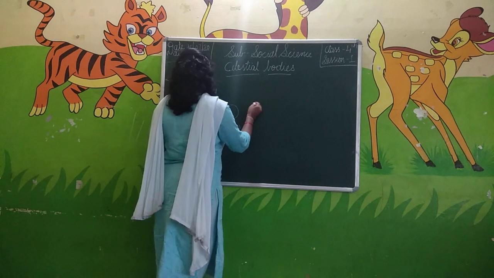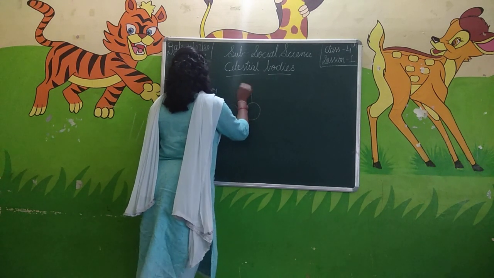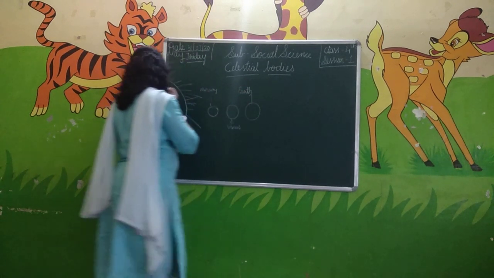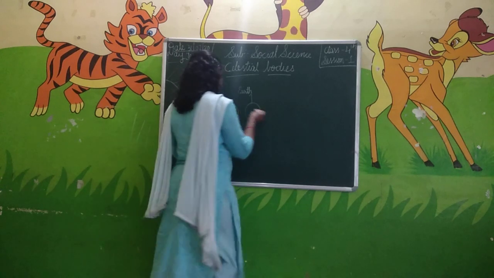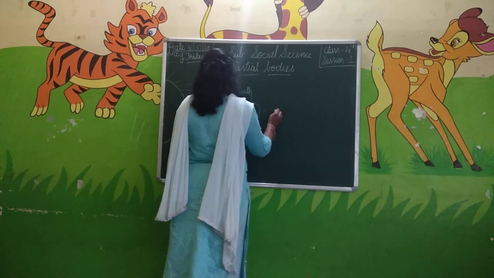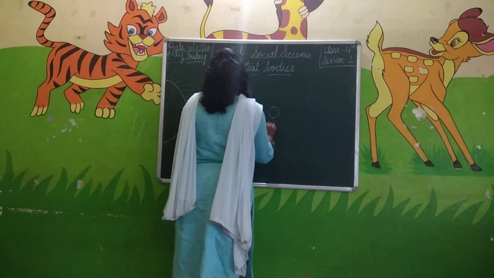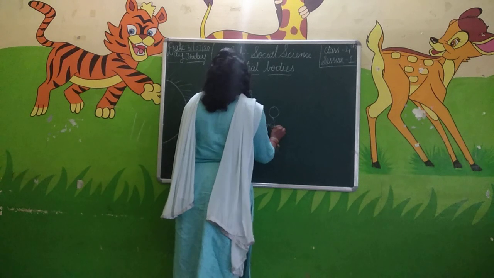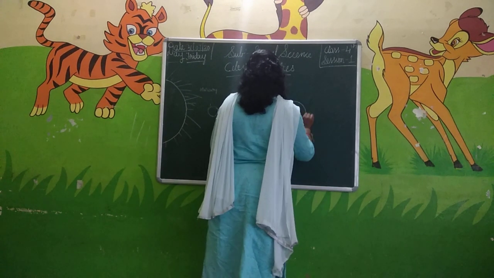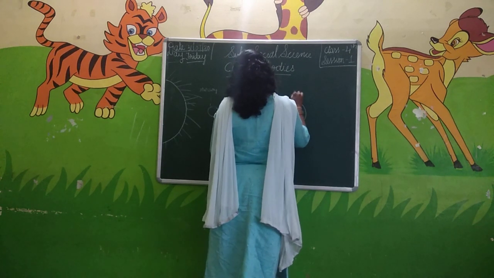The third, the blue planet, is Earth, on which we are living. Next is Mars. It is also called the red planet and it is a little bit smaller than the Earth. Next is Jupiter. It is a very big planet in the solar system.